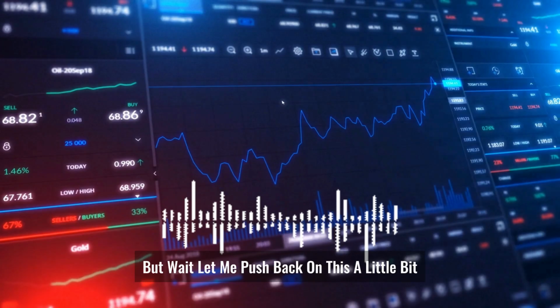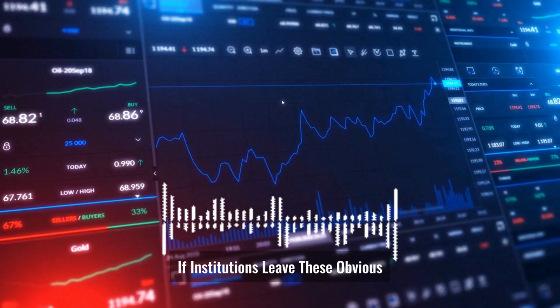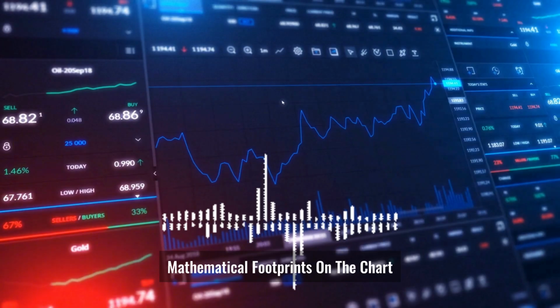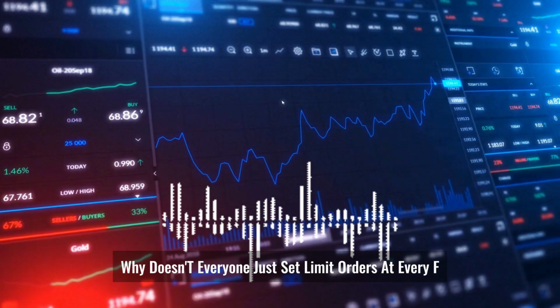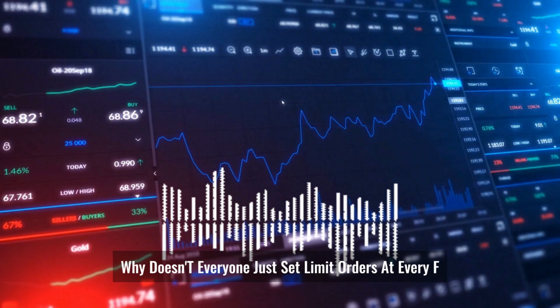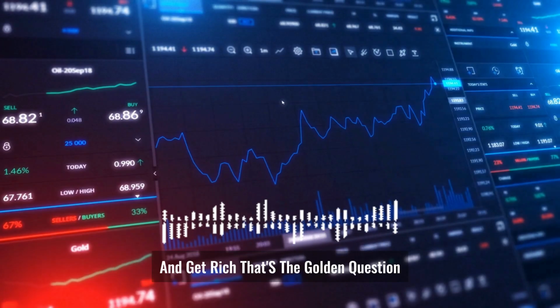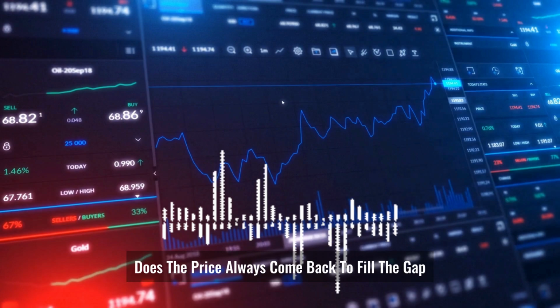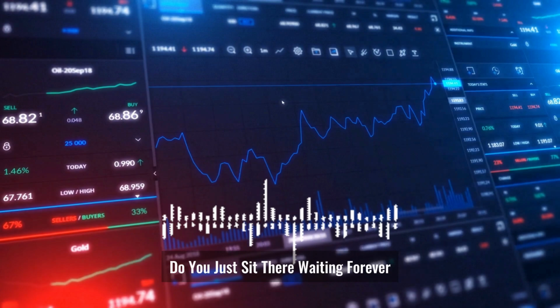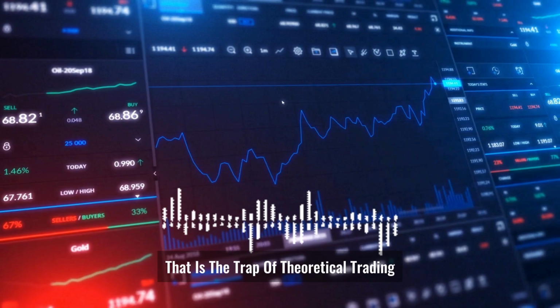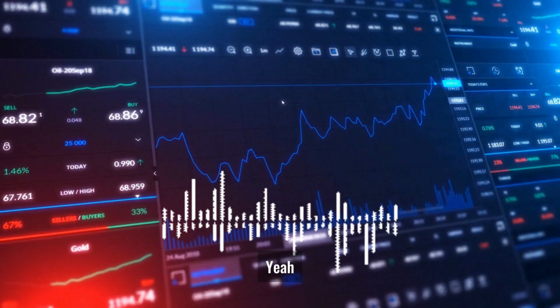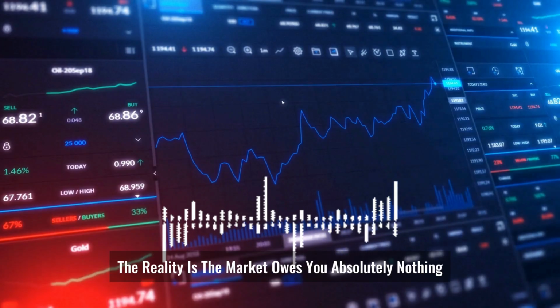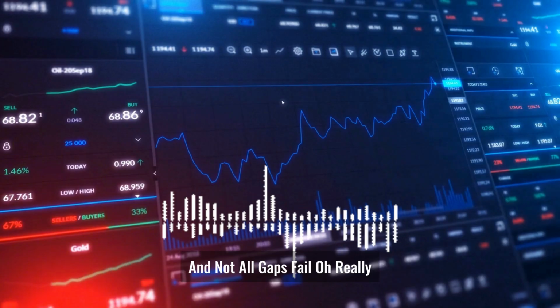But wait, let me push back on this a little bit. If institutions leave these obvious mathematical footprints on the chart, why doesn't everyone just set limit orders at every FVG and get rich? That's the golden question. Yeah, what's the catch? Does the price always come back to fill the gap? Do you just sit there waiting forever? That is the trap of theoretical trading. Yeah. The reality is the market owes you absolutely nothing, and not all gaps fill.